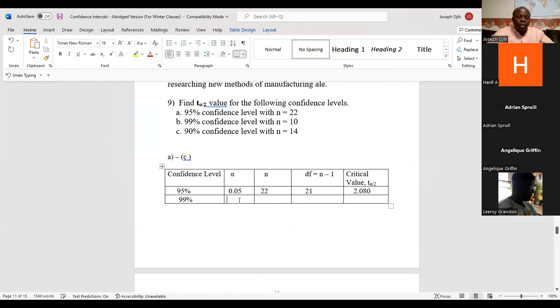Okay, good. Now, for 99% confidence, they say n is 10. But 99% means your chance of being wrong is 1%. So alpha will be 0.01, and n is 10. N minus 1 is 10 minus 1, which is 9. For the critical value, t alpha over 2, look under degree of freedom 9 and under alpha 0.01.